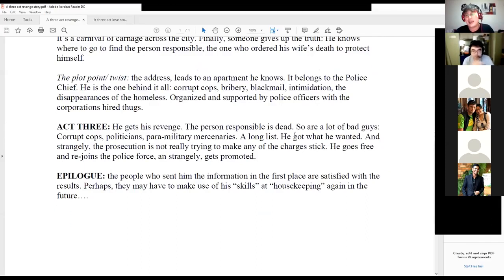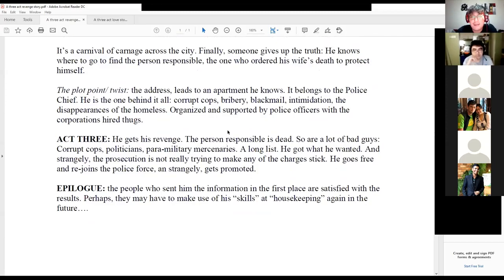And then as you wind things up, because this is modern storytelling, they always like to leave an option for a sequel. So in this case, he got his happy ending, he got his revenge, he rejoins the police force, and strangely got promoted. Because why? The people that sent him the package of information that set everything in motion might need him again in the future to take care of other business for them. Now, this is one example of a three-act story. This is a revenge/action plot.